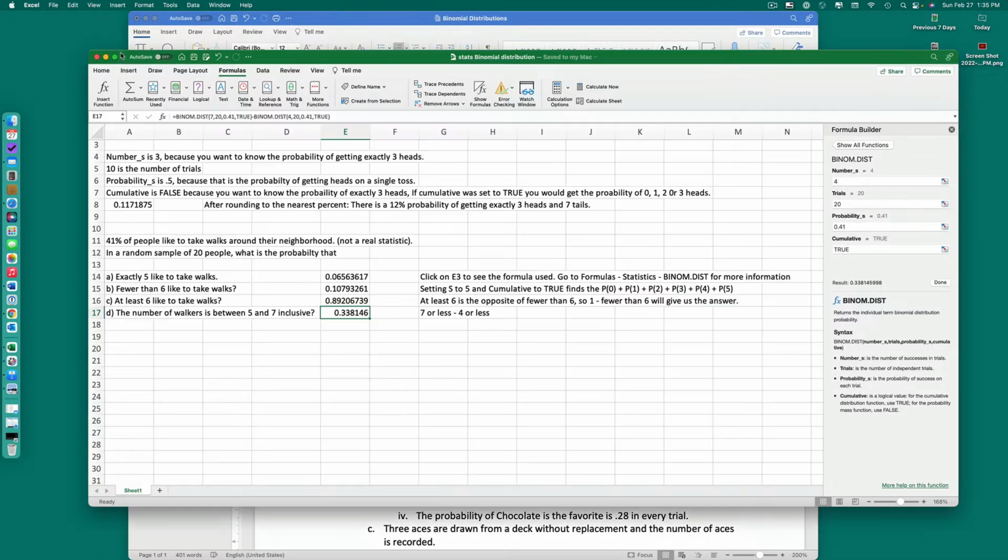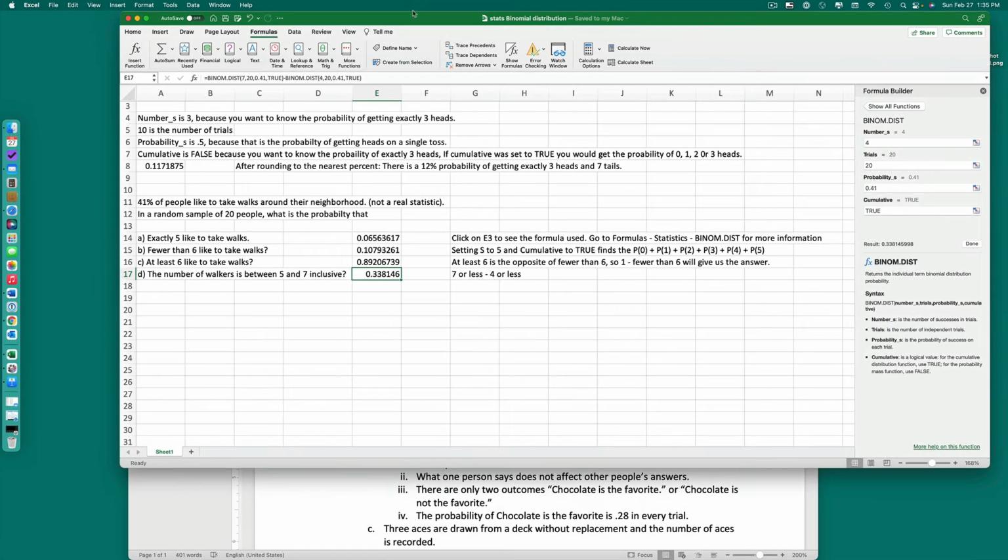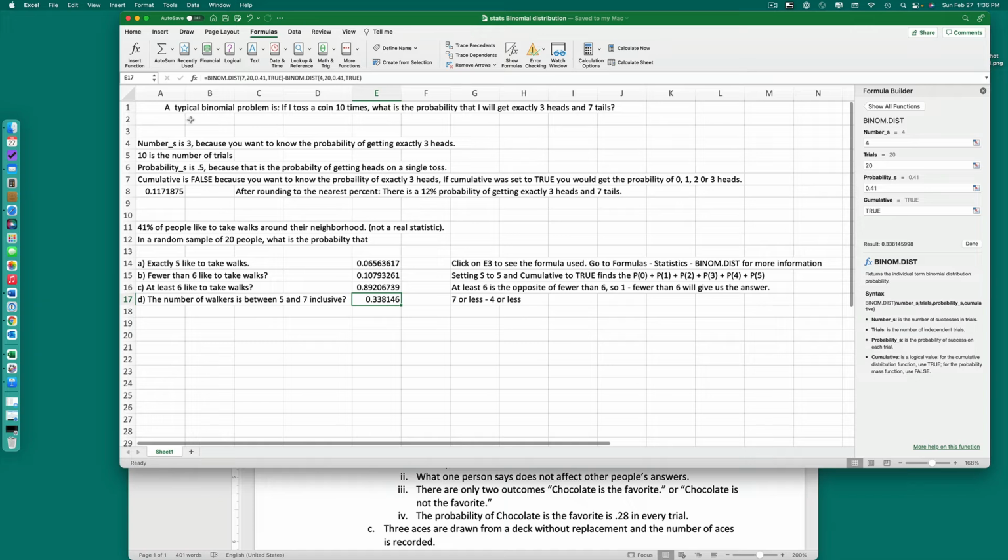All right, so first off, let's talk about what is a binomial experiment. We're going to start with a typical binomial problem, which I've got here at the top of this spreadsheet. If I toss a coin 10 times, what is the probability that I will get exactly 3 heads and 7 tails? I mean, that's certainly possible. We know that the probability on a single toss is 50-50, right? 1/2, 1/2, 0.5, 0.5, however you want to put that. But it is possible when you toss a coin 10 times to get 3 heads and 7 tails. We want to know what the probability of that happening is. So that's kind of a typical binomial problem.